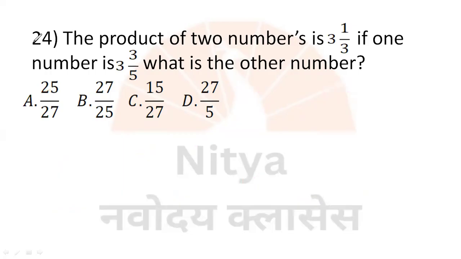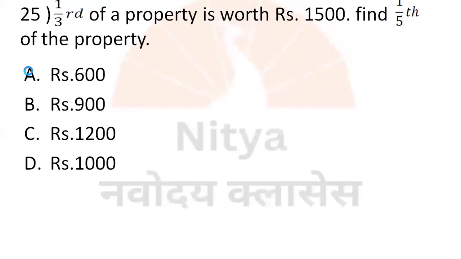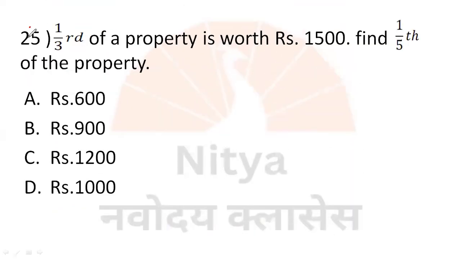Next. 25th and last. One third of a property is worth rupees 1,500. Find one fifth of the property. Okay, see here. One third of the property is worth rupees 1,500. The property you can take as x. Okay, one third of the property.